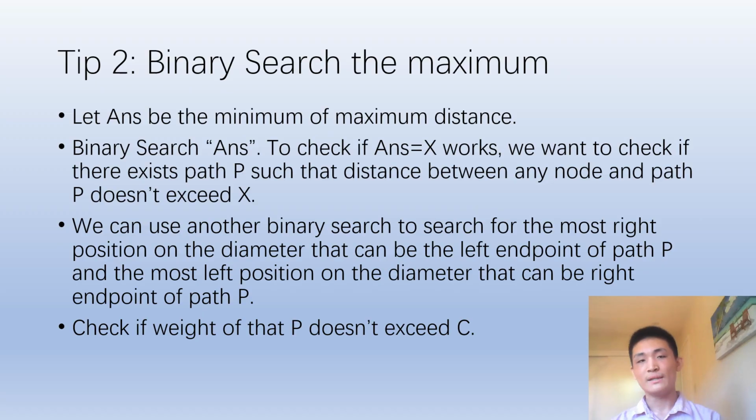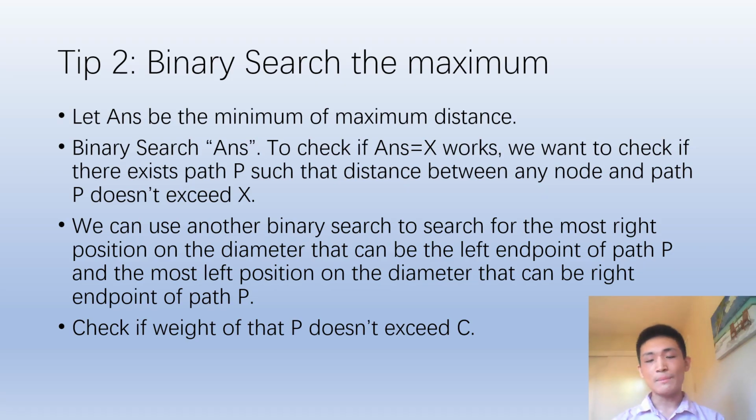The second step is to binary search the maximum. Let the answer be the minimum of the maximum distance. We can binary search the answer. To check if ans equals x works, we want to check if there exists a path P such that the distance between any node and path P doesn't exceed x.